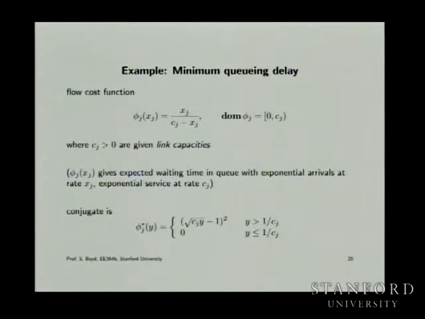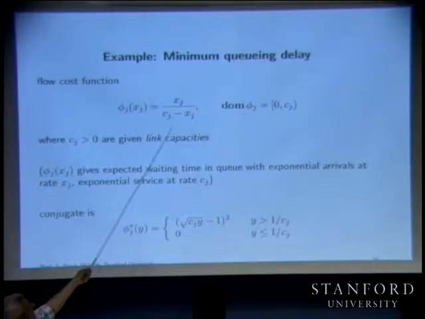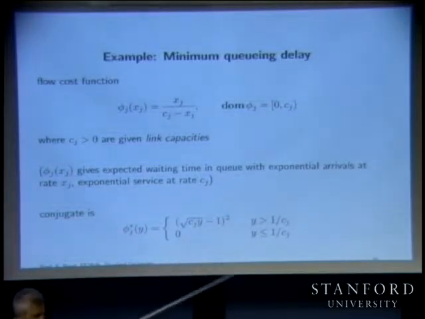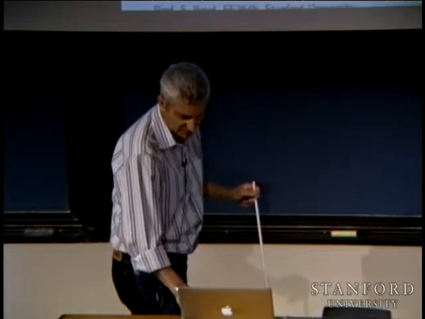On the other hand, if you lightly load it, you're going to get a very small queuing delay here. So this is the queuing delay, and that's, of course, a convex function. And the conjugate of this, you can just work it out. It's not very hard at all to work out the conjugate of that convex function. And it turns out to be this: the square root of cjy minus 1 squared over some range and so on.